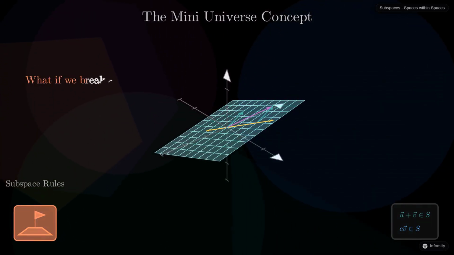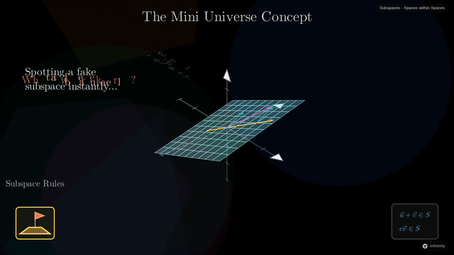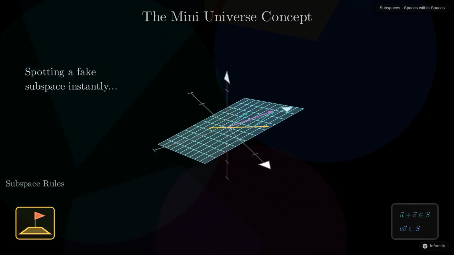Yet, what happens if we violate just one of these simple rules for our mini-universe? The next step is to figure out how these rules manifest visually, so we can spot a fake subspace instantly.